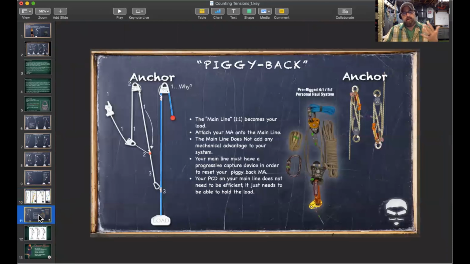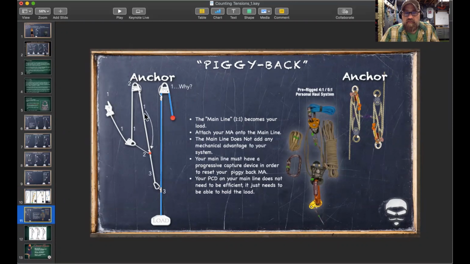All right, moving on. We're going to do a whole separate podcast of different ways that you can rig your piggyback systems. In your piggyback system, super easy is you have a main line that's on a progressive capture. It's basically just a 1 to 1. We attach a secondary or a separate mechanical advantage, usually pre-rigged like the examples over here, onto our main line, and we pull.